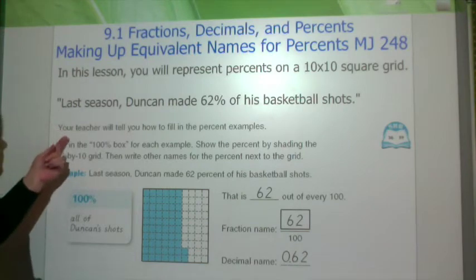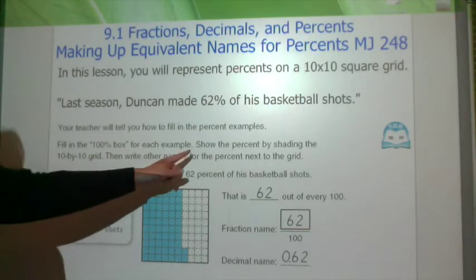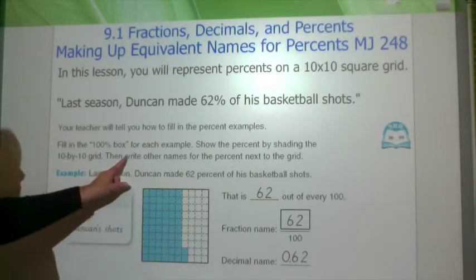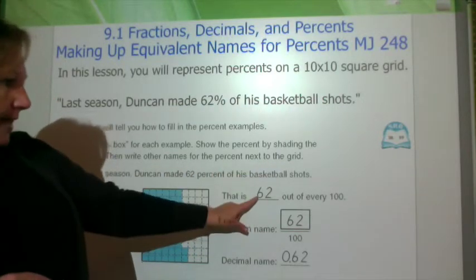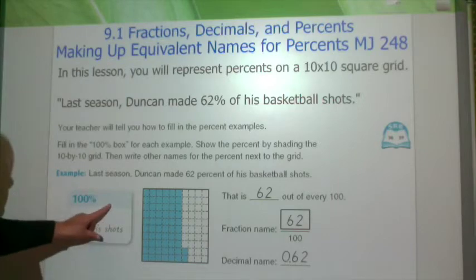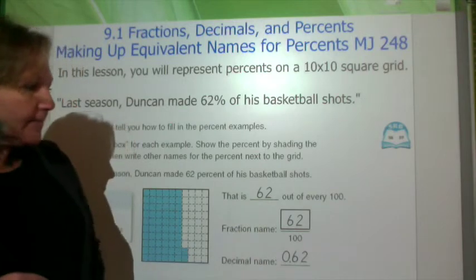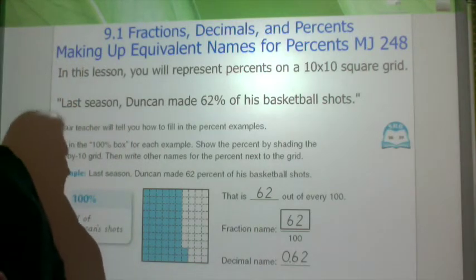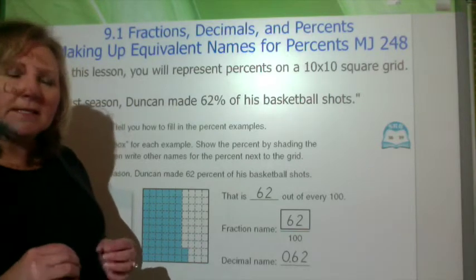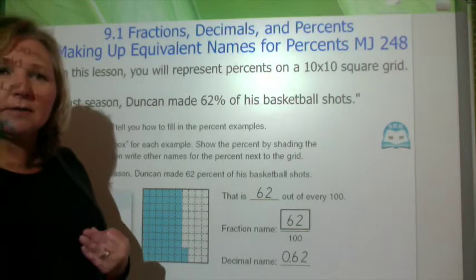Your teacher, that'd be me, will tell you how to fill out the percent examples. We're going to fill in the 100% box for each example. We're going to show the percent by shading the 10 by 10 grid, which is right here. We are going to write another name for the percent next to the grid, and we are also going to fill in what we are talking about, which this one is Duncan's shots. We're going to fill out how many out of 100, same thing for the fraction, and same thing for the decimal. We have talked many times over the last couple weeks about how easy it is if you have that denominator as 100. Basically, the top number, the numerator, is also going to be your percent, your decimal, and your fraction. So here we go.